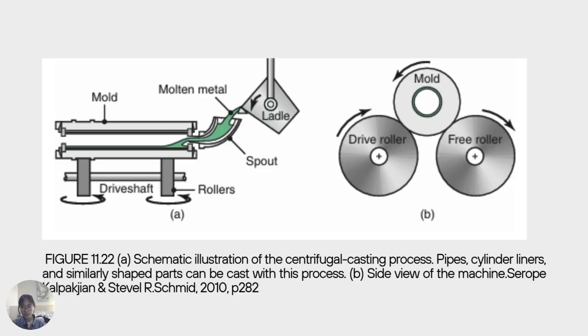Now this is an illustration of the centrifugal casting process, with cylinder liners, and with A being a schematic illustration of the centrifugal casting process, pipes, cylindrical liners, and similarly shaped parts can be cast with this process. On the right is a side view of the machine. So we can see the drive roller. The mold is in between the drive roller and the free roller.